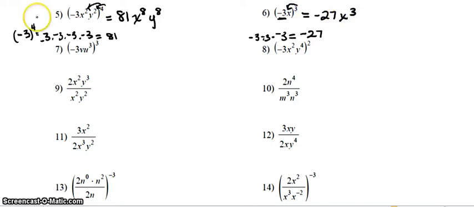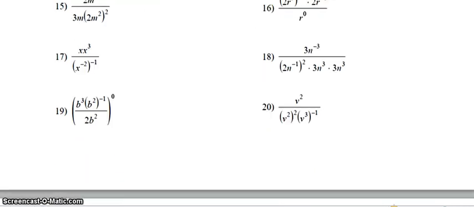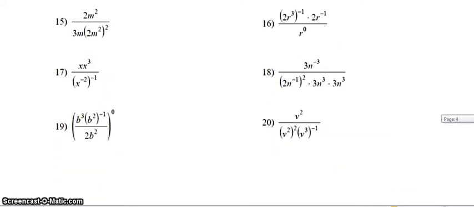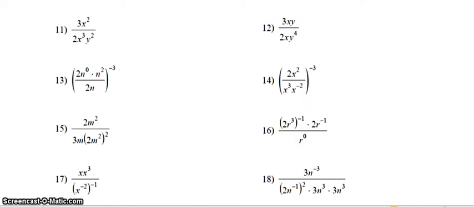Okay, let's look at number 13. My suggestion, when you have something inside of parentheses then raised to a power, is to go ahead and try to simplify inside the parentheses first. Almost like thinking PEMDAS: inside the parentheses first, then the exponent. So let's look inside.